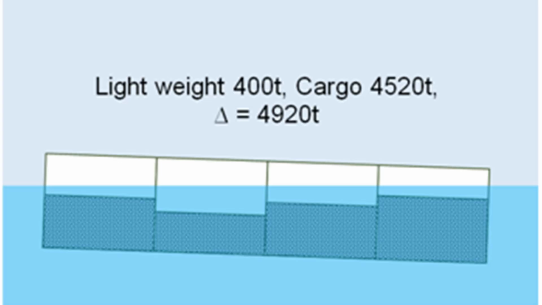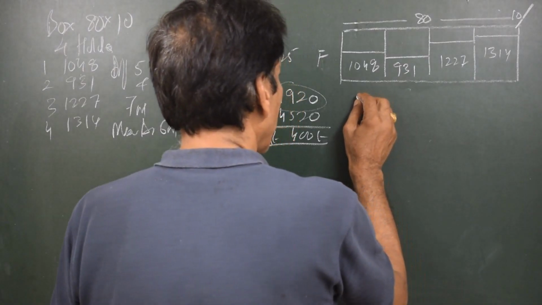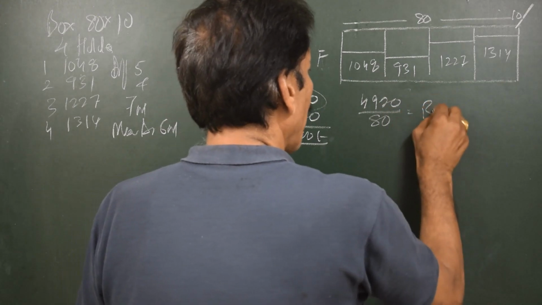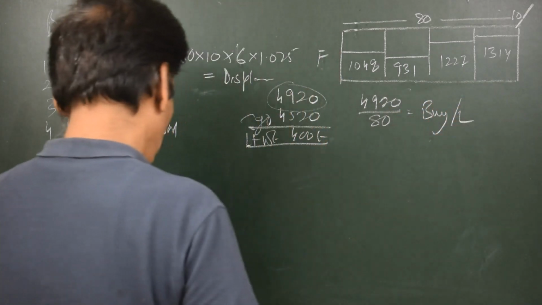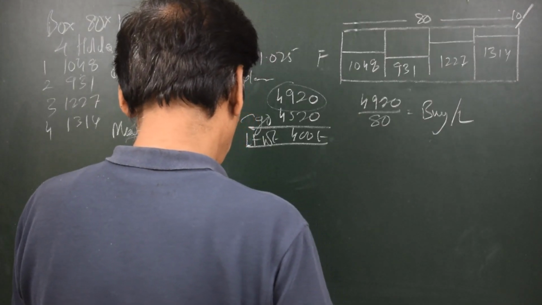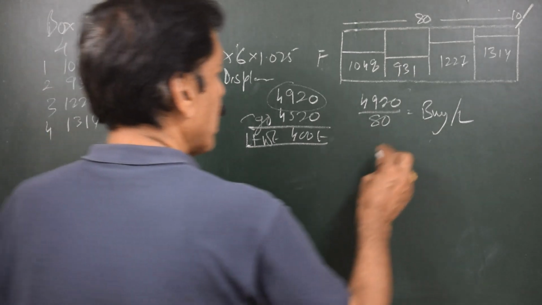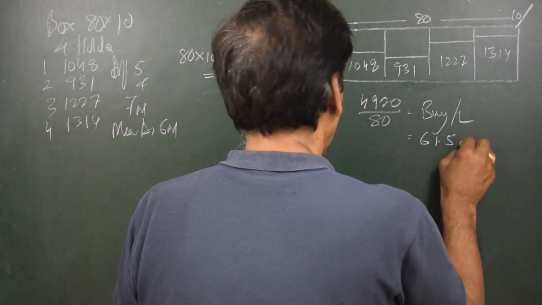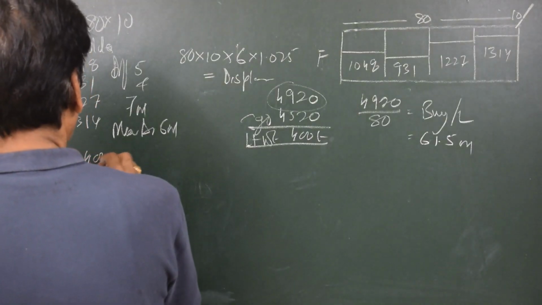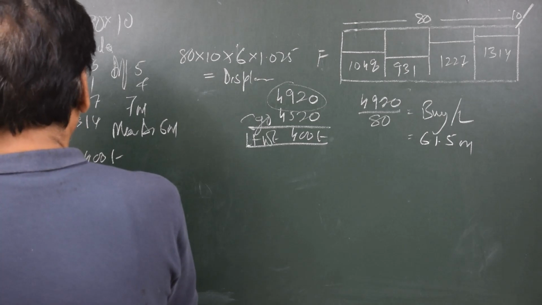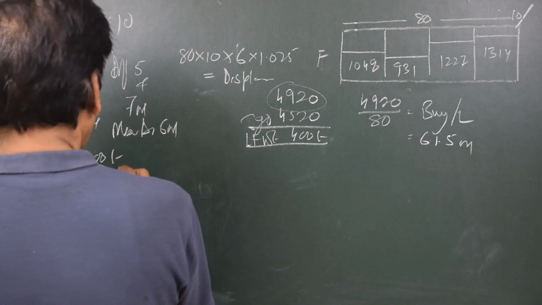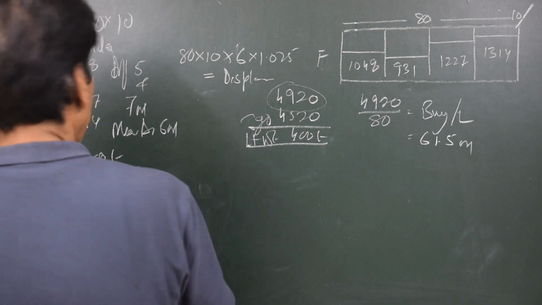So total buoyancy force is 4920 over a length of 80 meters. So 4920 divided by 80 is buoyancy per unit length. That gives me buoyancy per unit length as 61.5. So we'll write down the data here. The light ship is 400 tons and buoyancy per unit length for 6 meter draft is 61.5 tons per meter.